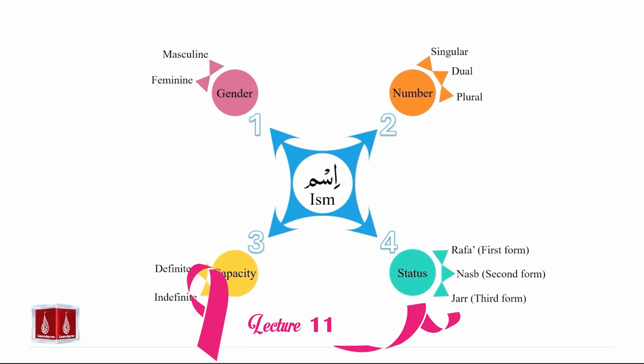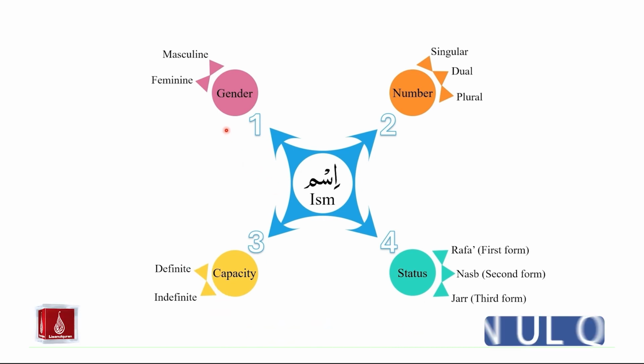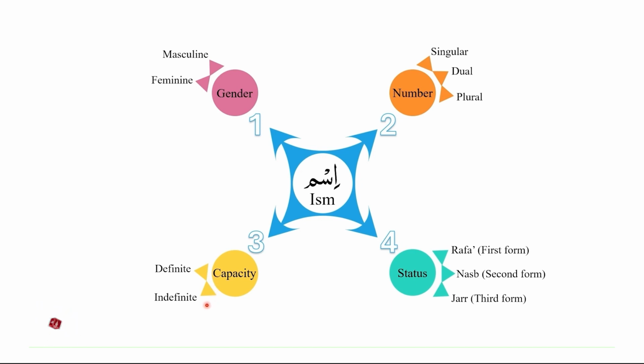These four characteristics are: first, the gender of the ism. From the standpoint of gender, an ism can be masculine or feminine. Second, the number of the ism. From the standpoint of number, an ism can be singular, dual, or plural. Third, the capacity of the ism. From the standpoint of capacity, an ism can be definite or indefinite.